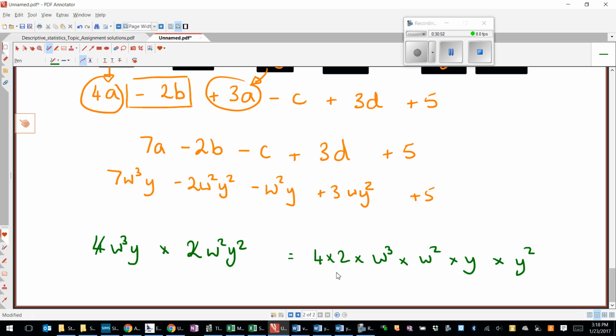Now w cubed times w squared is different to adding, to timesing. So it becomes w to the power of 5, because it's w times w times w times w times w. And then y cubed. So yeah, if it's all multiplying, it's different.